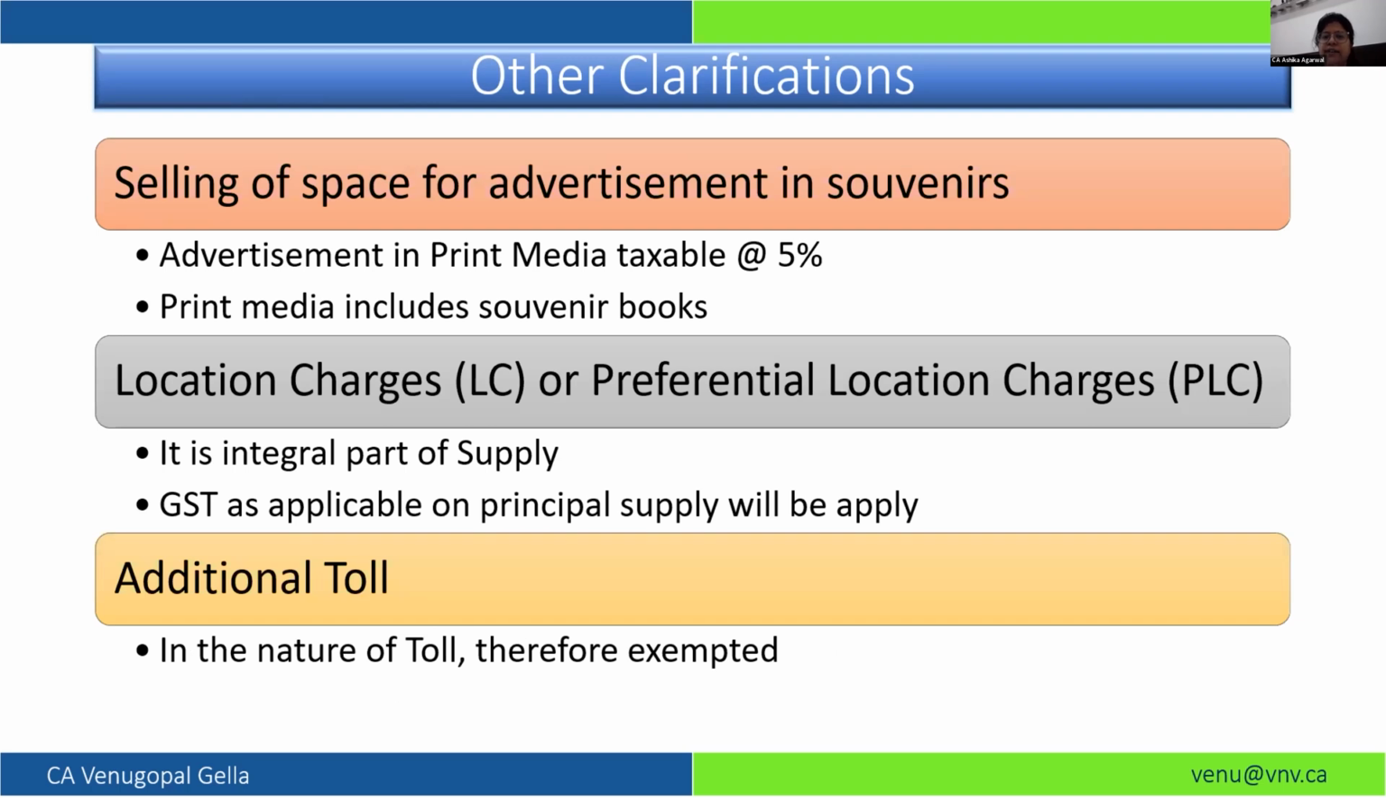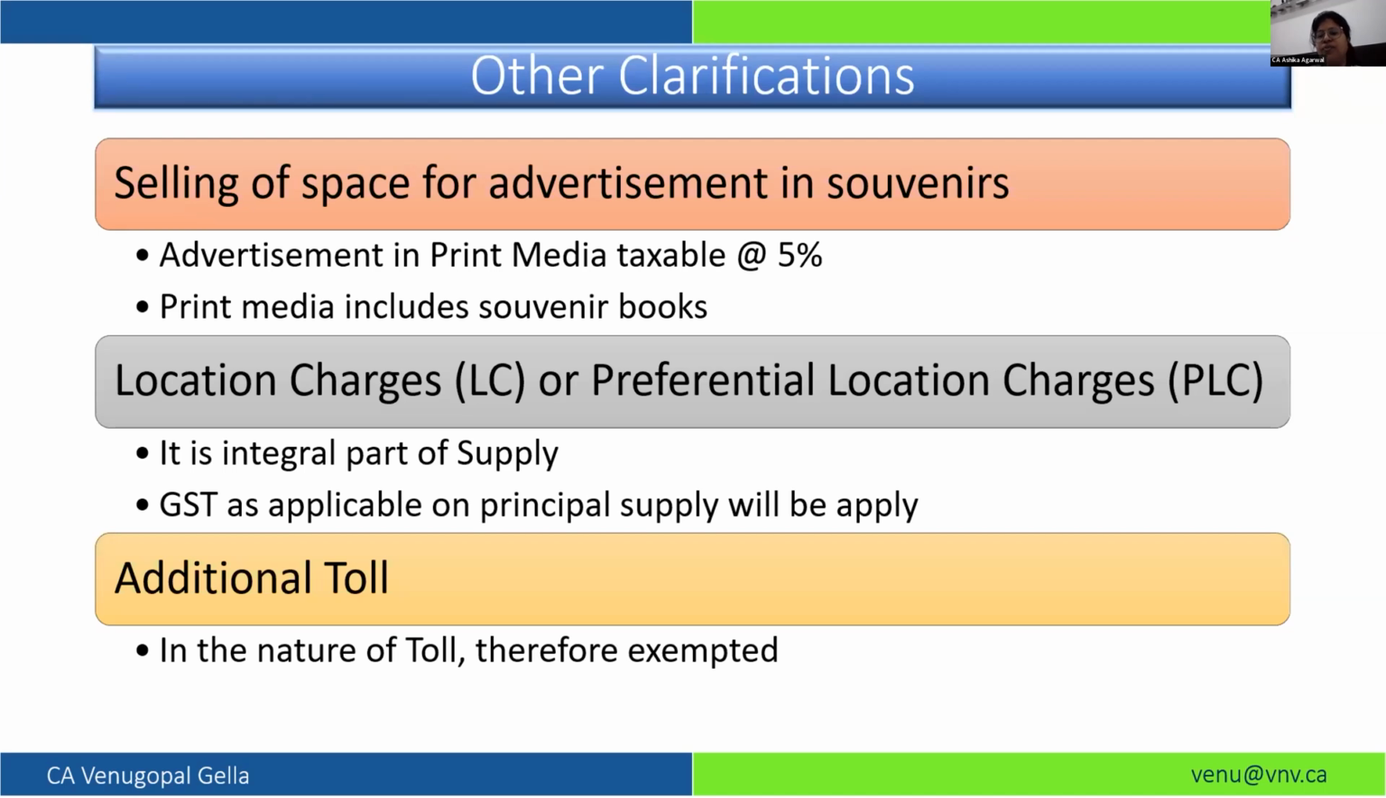Selling of space for advertisement in souvenirs, like souvenir books. The question was whether it would be equivalent to print media, where the lower GST rate of 5% has been specified. So it has been clarified that it will be equivalent to print media, and accordingly GST at the rate of 5% will be leviable.